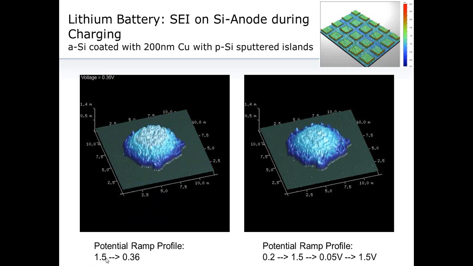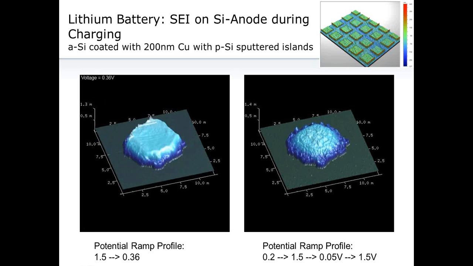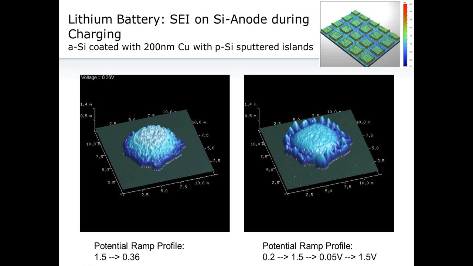On the left, when we ramp the potential from 1.5 volts to 0.36, you can see it changes quite a bit. That's because when you charge the battery, lithium ion will become lithium and intercalate, insert into the silicon anode, so it's getting bigger. And also some other reactions are going on, so it's changing there. So you can monitor electrochemical processes in situ in real time.